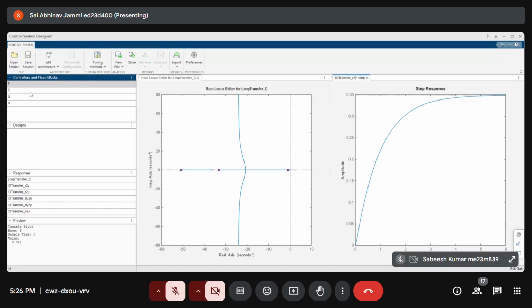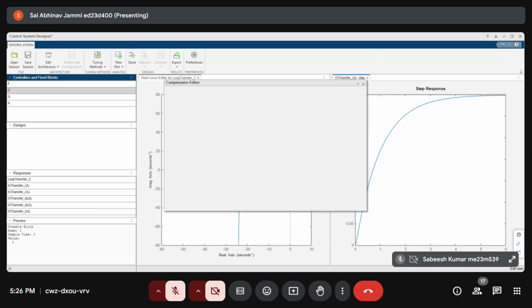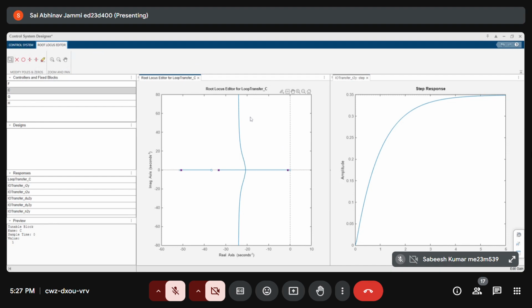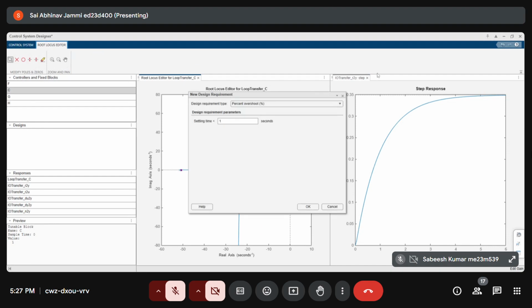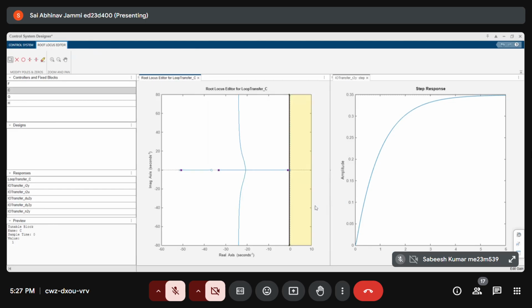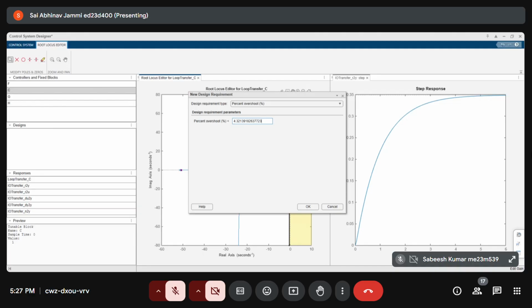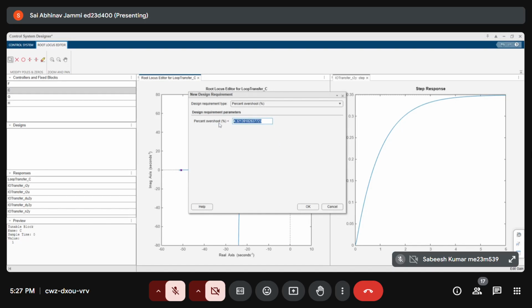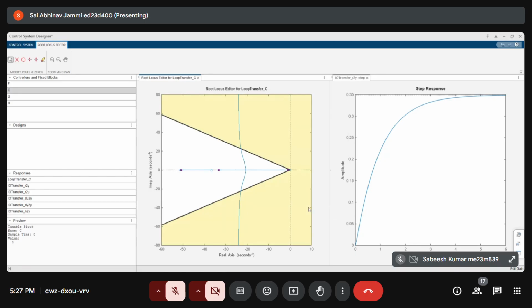Okay, now coming to the C block. I'll give the constraints of the peak overshoot. It is 10%. The 10% value given is actually too high for realistic purposes. So what we'll give is we'll give it 4%.